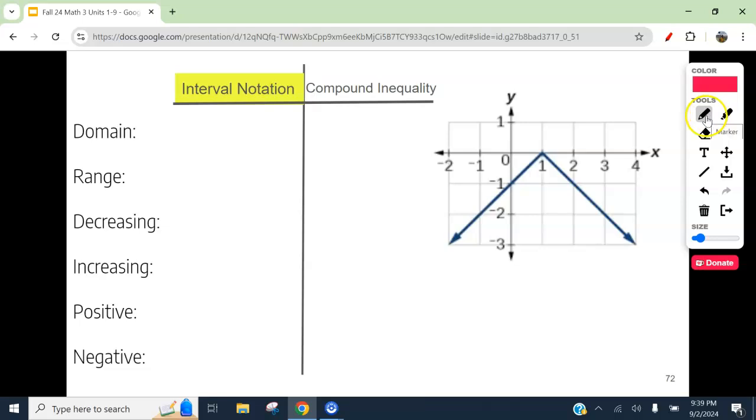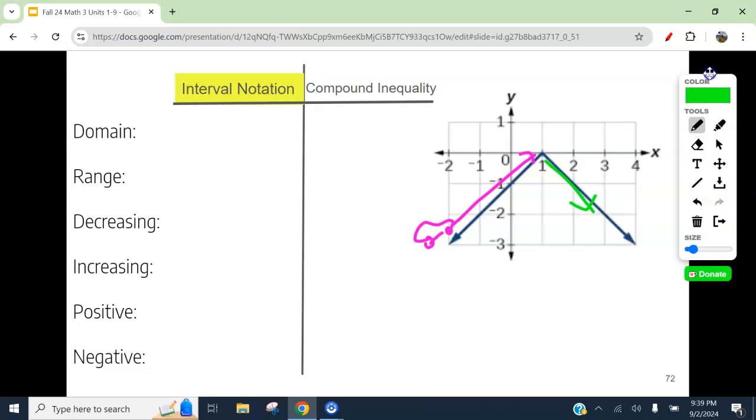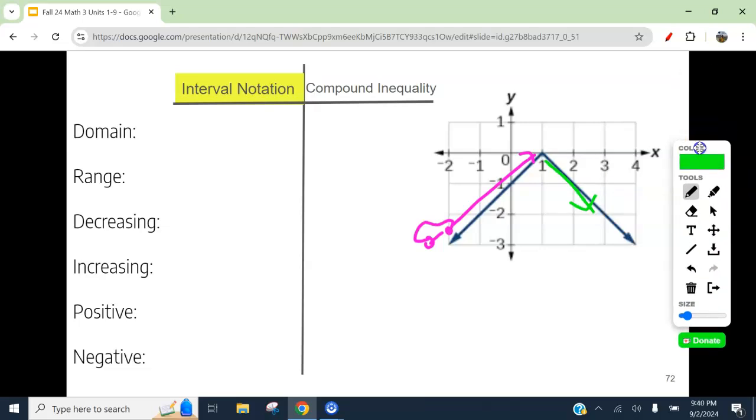Decreasing zone, we're looking for the side that is going down. Always read from the left to the right. It's going to be drawn like a little car on the left side. We're going to go up, and then we're going to go down. So let's highlight the decreasing zone. I'm sorry, purple is the increasing zone. Green is the decreasing zone. So let's stick to the order.